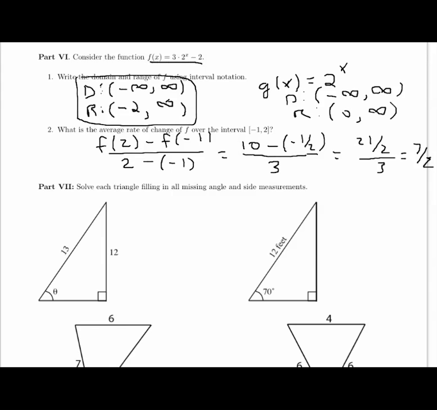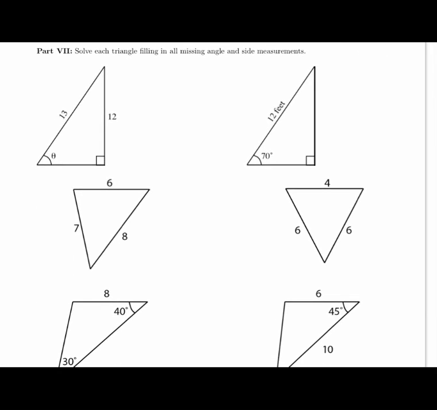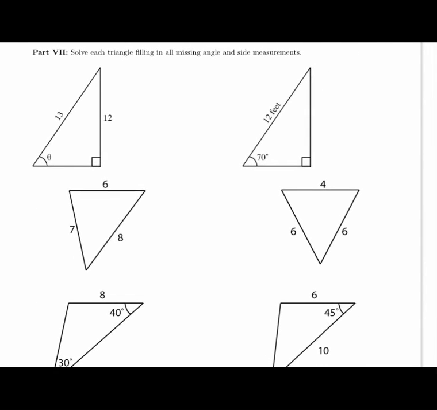In part 7, we're trying to find missing sides and angles in various triangles. This is another case where I won't do every part of every problem. I'll try to just do a variety of parts so that you can make sure you're doing the right thing.